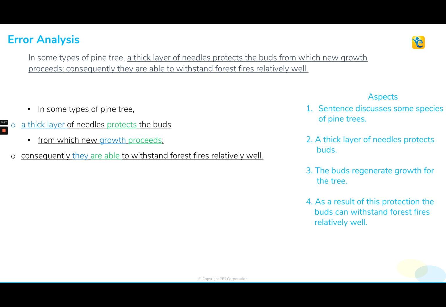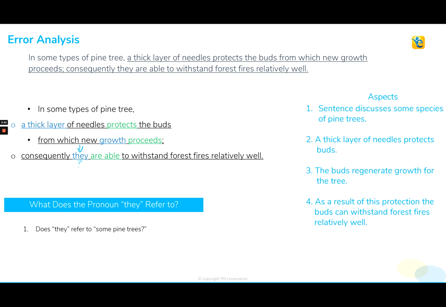Now, let's talk about this pronoun they that's sitting right here. When I was doing the meaning analysis, I said, as a result of this protection, the buds can withstand forest fires relatively well. But what is this pronoun they referring to? Is it referring to some pine trees? Could we logically say that these pine trees are able to withstand forest fires relatively well? We're talking about how these needles protect the buds, and from these buds new growth proceeds, and consequently, some pine trees are able to withstand forest fires relatively well? Logically, I might be able to make that argument.